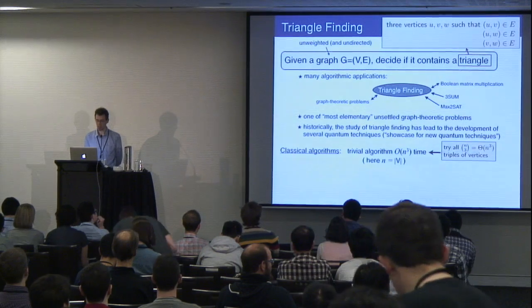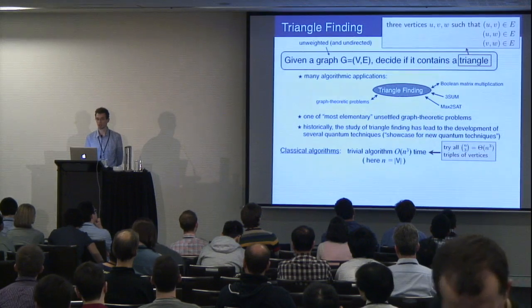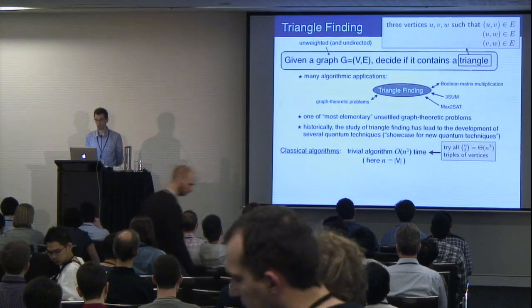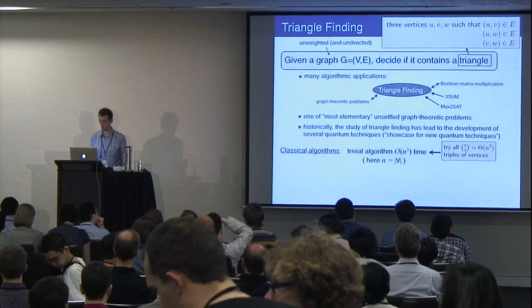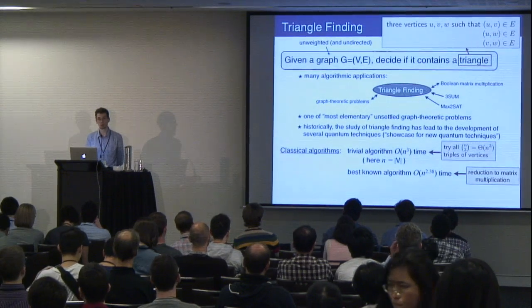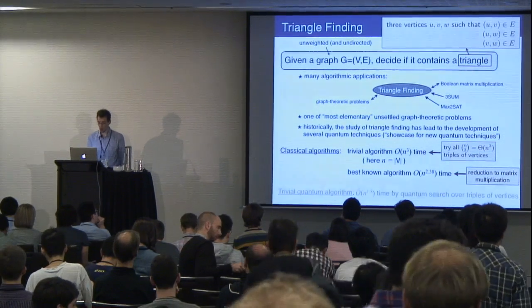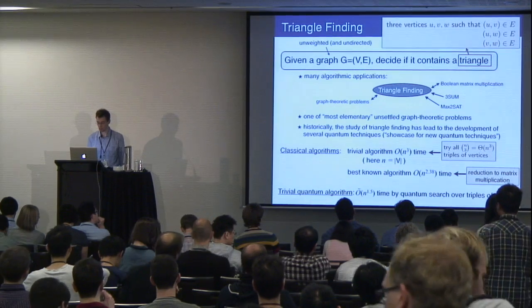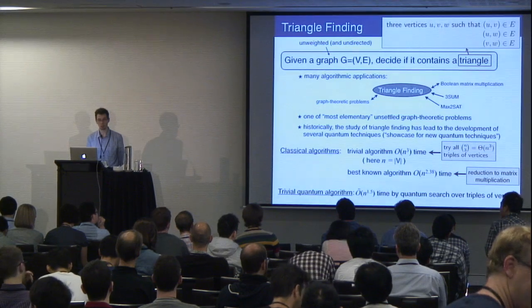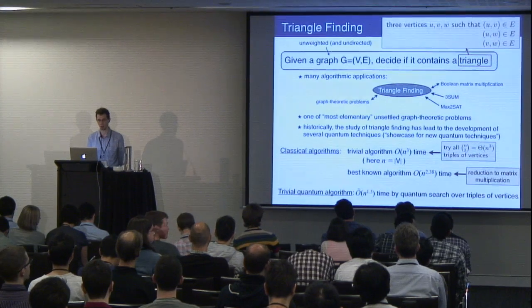And so how to solve this problem? Classically you can solve this problem in cubic time simply by trying all triples of vertices. In this talk, n will always refer to the number of vertices in the graph. The best known classical algorithm has complexity n to the 2.38 and is based on a reduction to matrix multiplication. Now in the quantum setting we can do much better. You can use quantum search, or Grover search, over triples of vertices, and obtain an exponent 1.5. So a quadratic speedup with respect to the trivial classical algorithm.